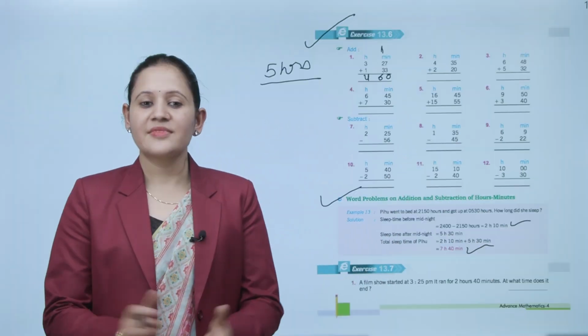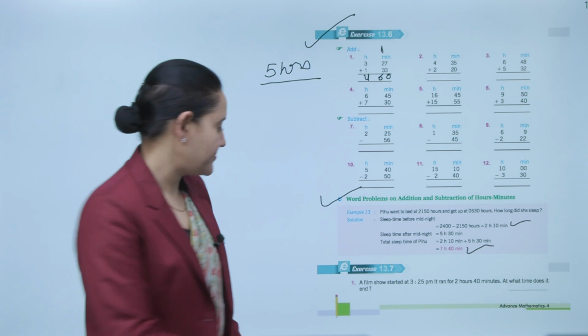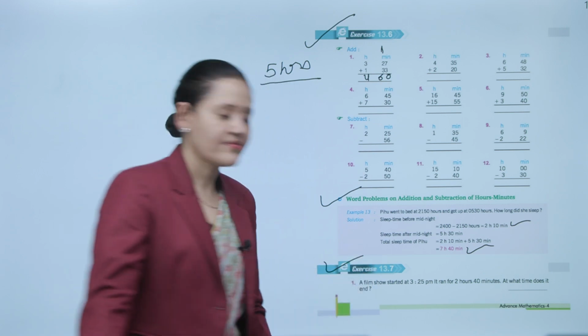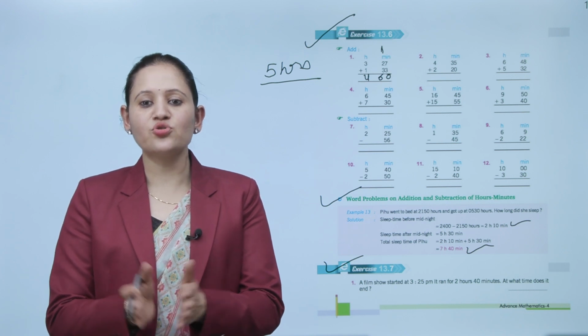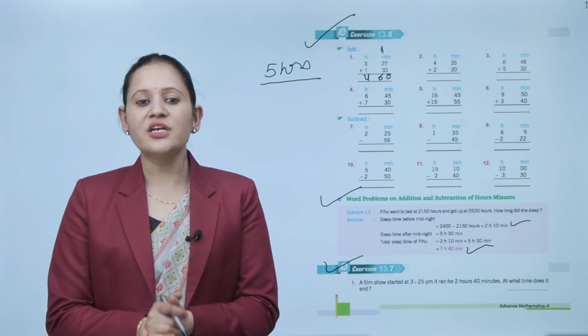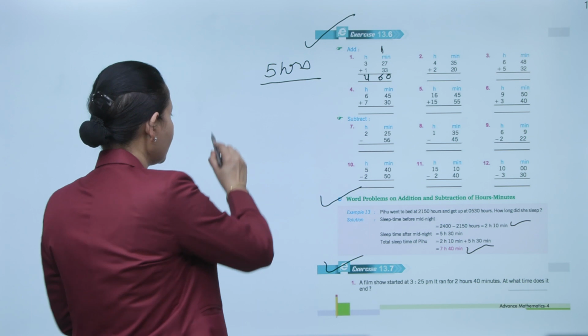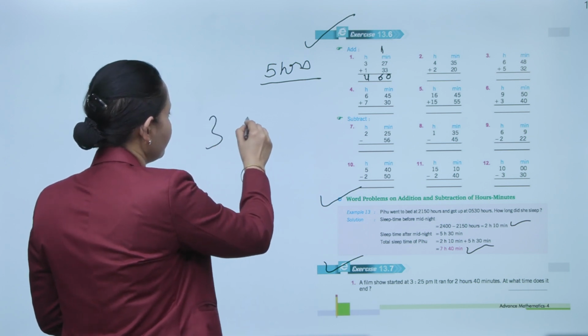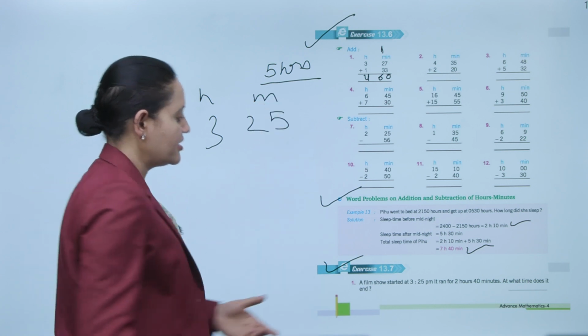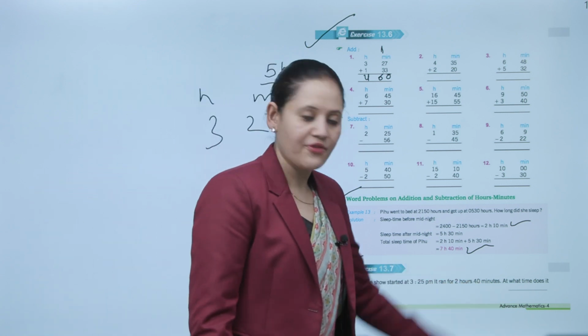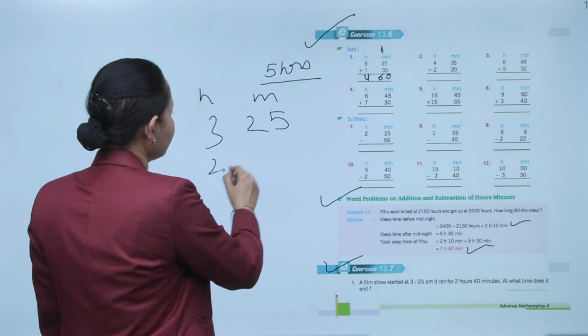Clear? Next is exercise 13.7. A film show started at 3:25 p.m. and ran for 2 hours 40 minutes. At what time does it end? 3:25 start hua tha and it ran for 2 hours 40 minutes. So 2 hours 40 minutes add kar denge.